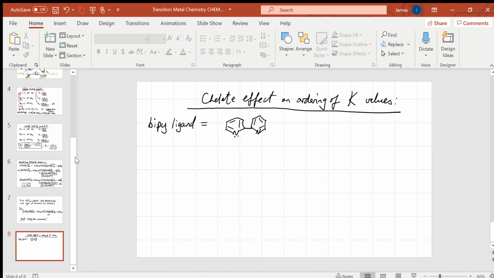With its lone pair here. So let's have a look. We could have iron hexaaqua ion. Let's consider iron 2+ here.